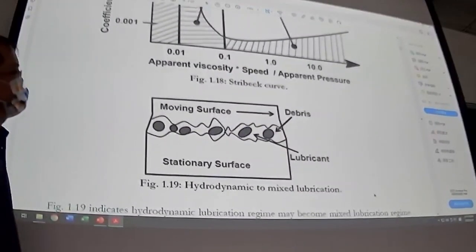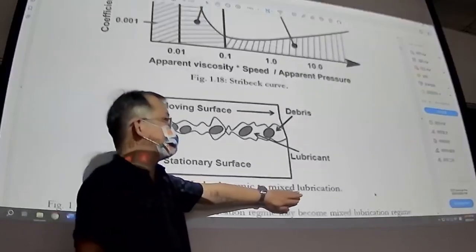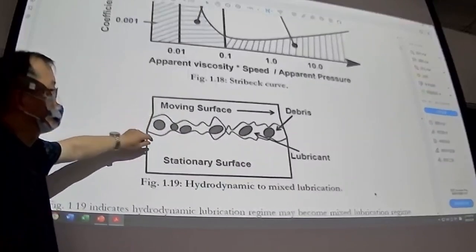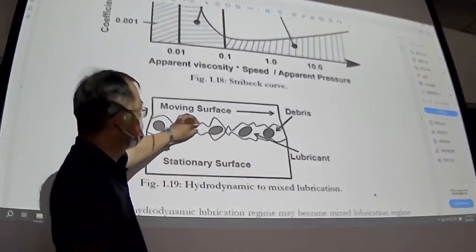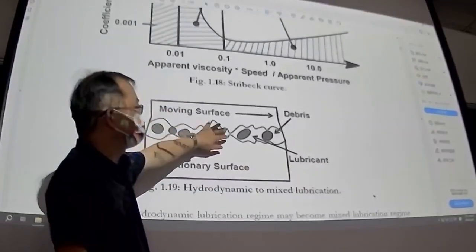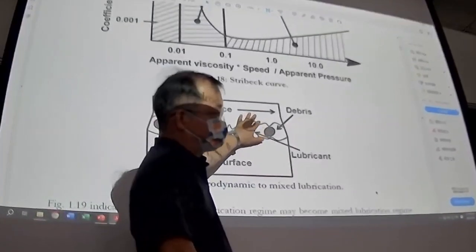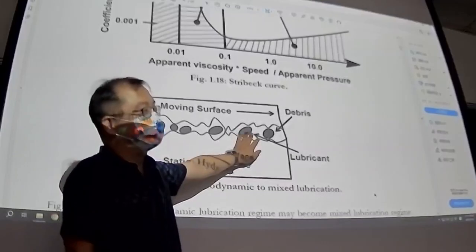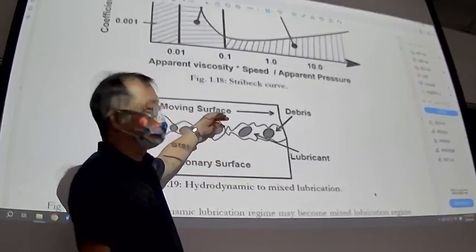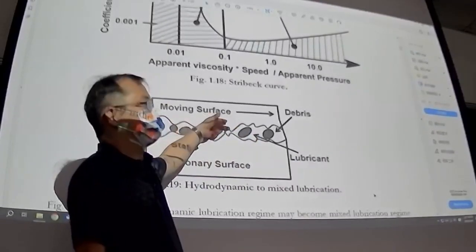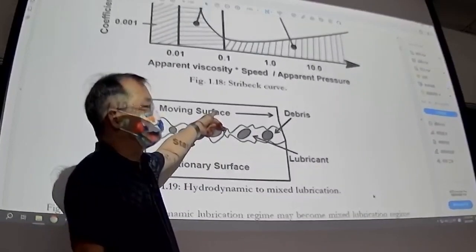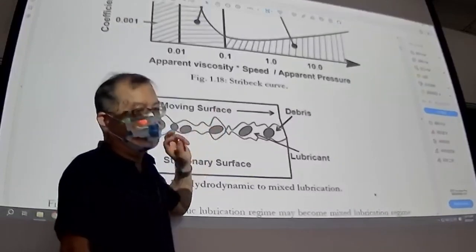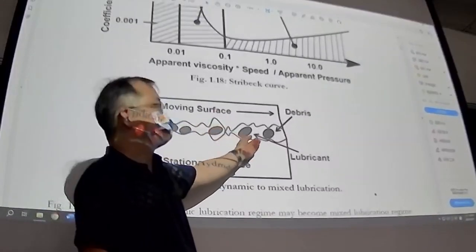So this is the case for mixed lubrication. In mixed lubrication, you have some points in contact and some points separate. Also, you have some debris. We know the asperities will be broken down, and then the broken down material will become debris.